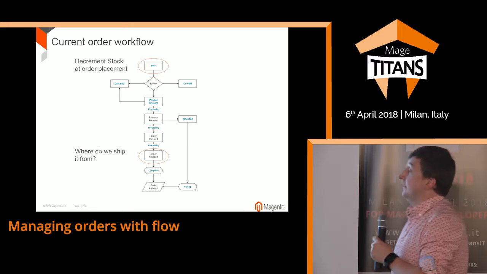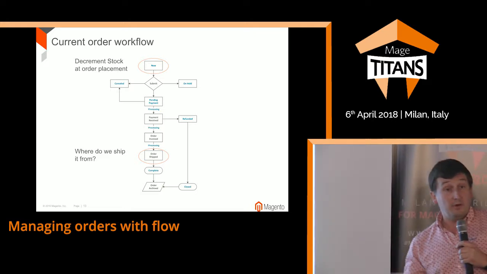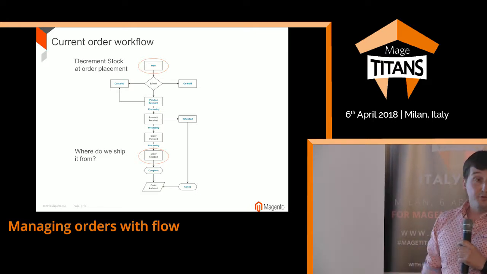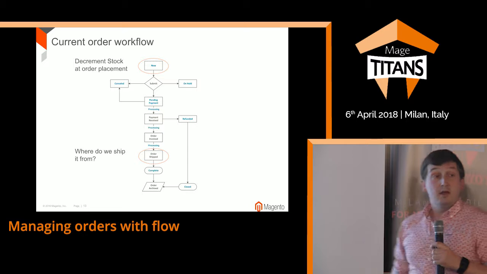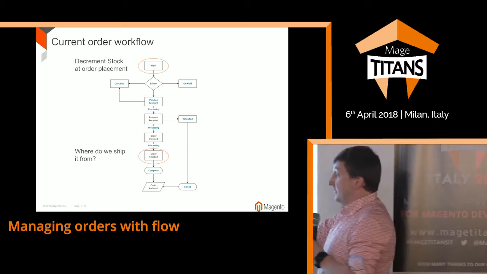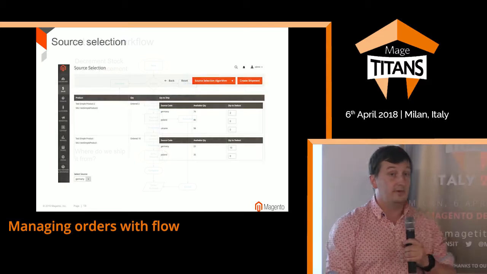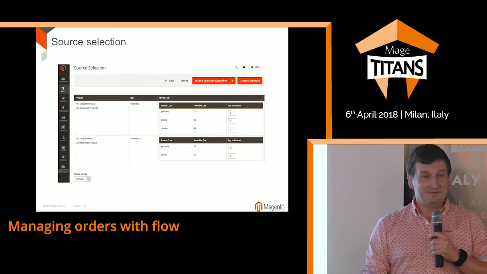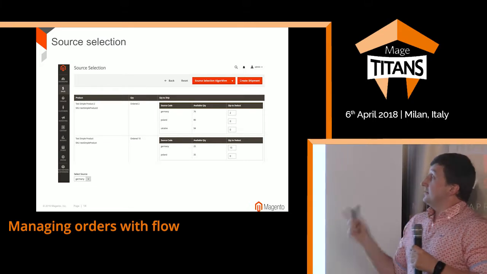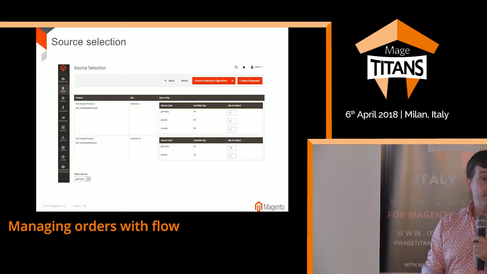And the second time is at the order shipment time. So when you're doing the shipment, at that very moment, you're deciding whether you're using an algorithm or doing it manually. I want to ship that much from here and that much from here. And only at that moment will you really be able to decrement the stock in the sources. Is that clear until now? Very good.